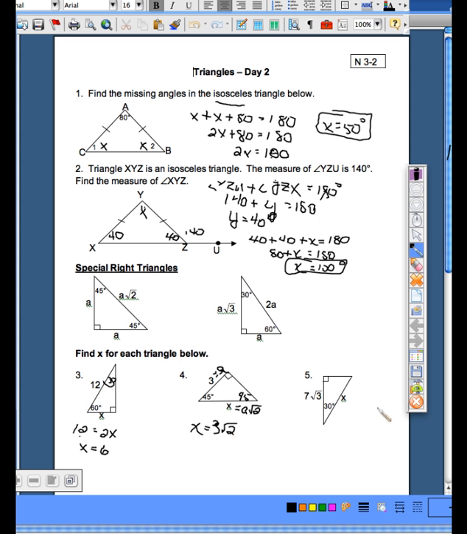All right, here again we have a 30, 60, 90 triangle. This is the side across from the 60-degree angle. This is across from the 30. We're looking for our hypotenuse. Well, if this side is equal to a times the square root of 3, a must be 7. And the hypotenuse is equal to 2a. So my hypotenuse, x, is 2 times 7, or 14.